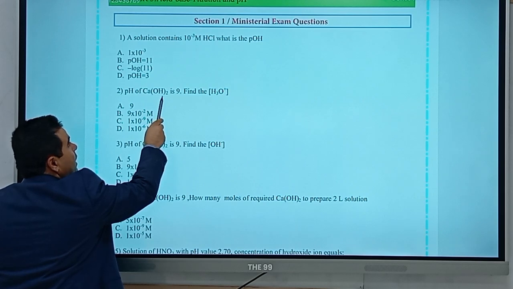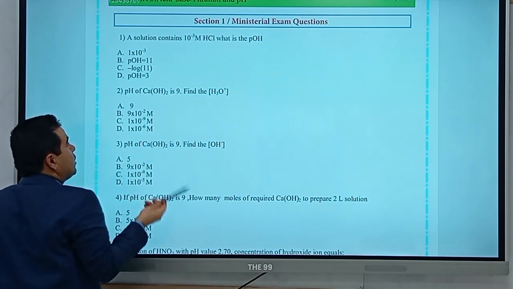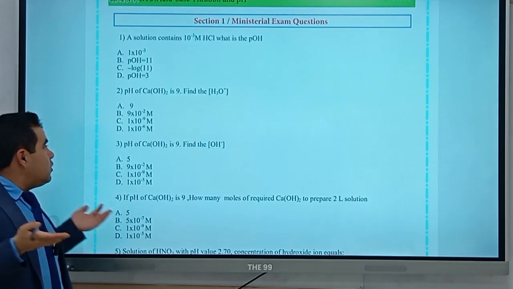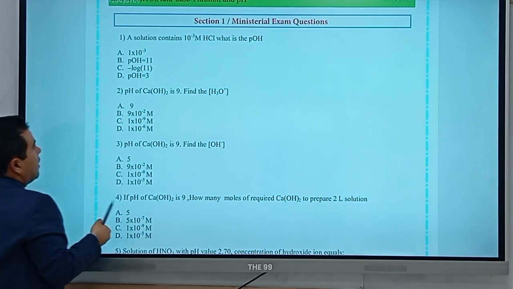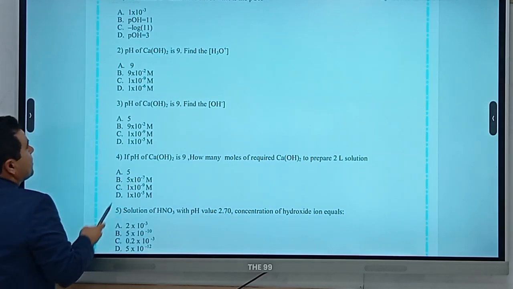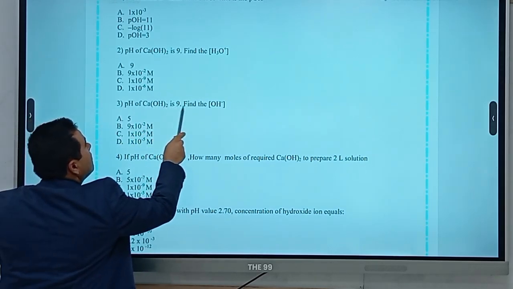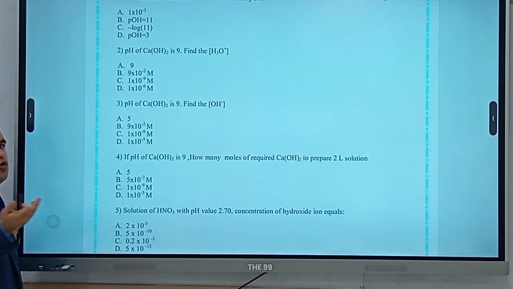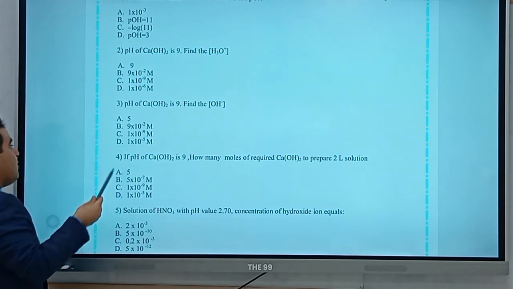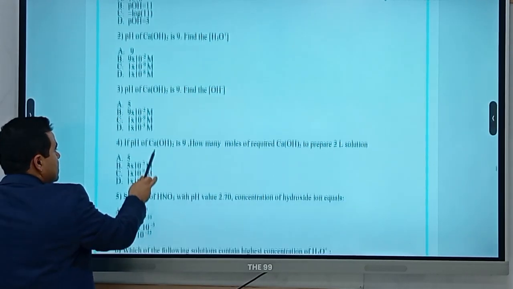The pH of calcium hydroxide is 9. Find the hydronium. The pH is 9, so hydronium is equal to 1 times 10 to the power minus 9. Molarity is equal to 1 times 10 to the power minus pH. The pH of this is 9, find the hydroxide. Hydronium is equal to 10 to the power minus 9, the hydroxide is equal to 10 to the power minus 5, so D is the correct answer.